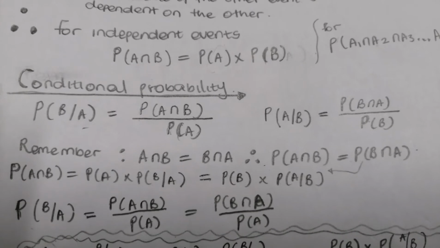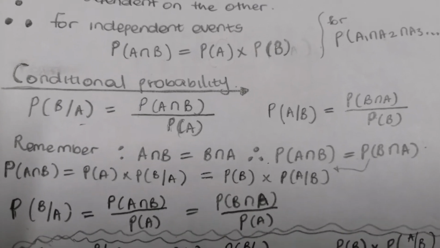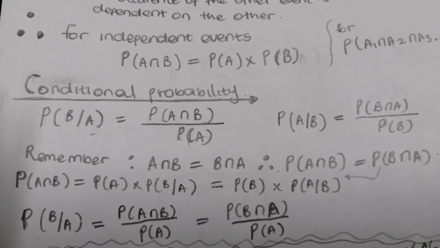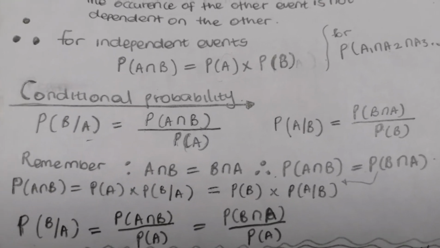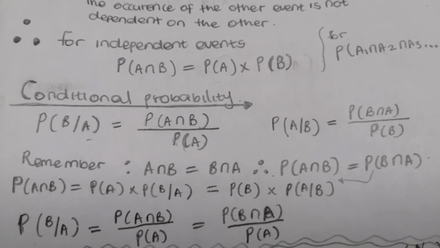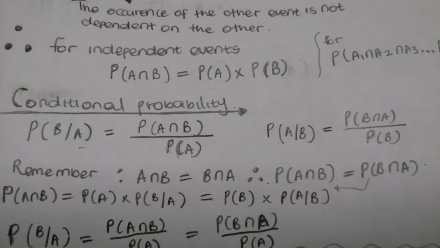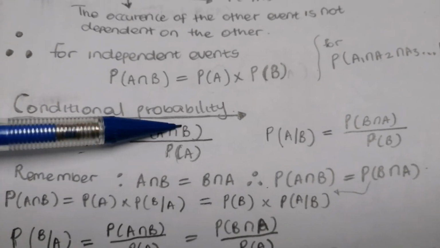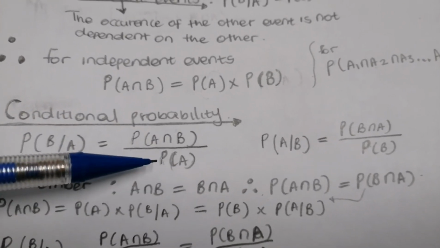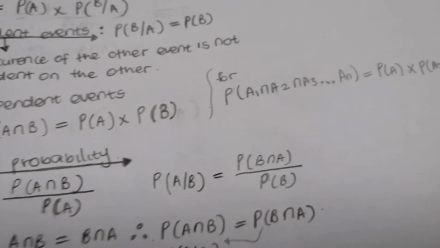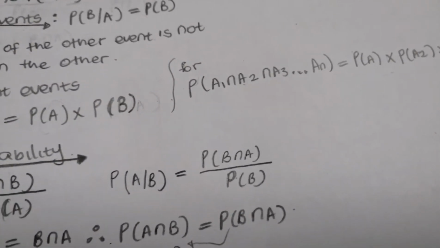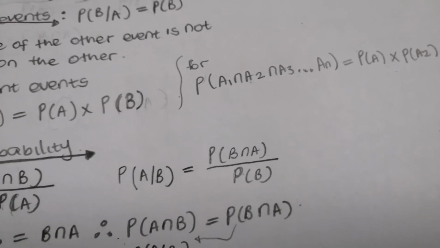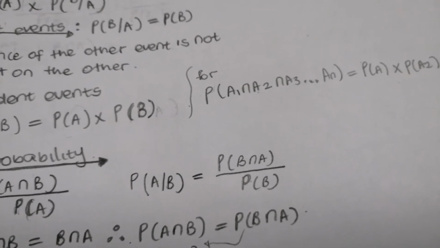Conditional probability. For the probability of B given that A has occurred, it equals the probability of A intersect B divided by the probability of A. And the probability of A given that B has occurred equals the probability of B intersect A divided by the probability of B.